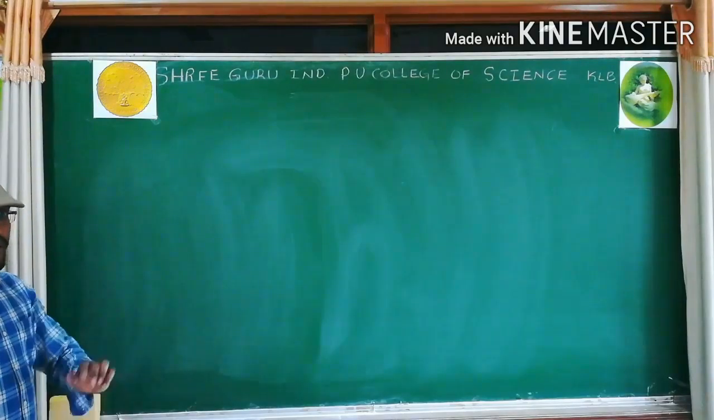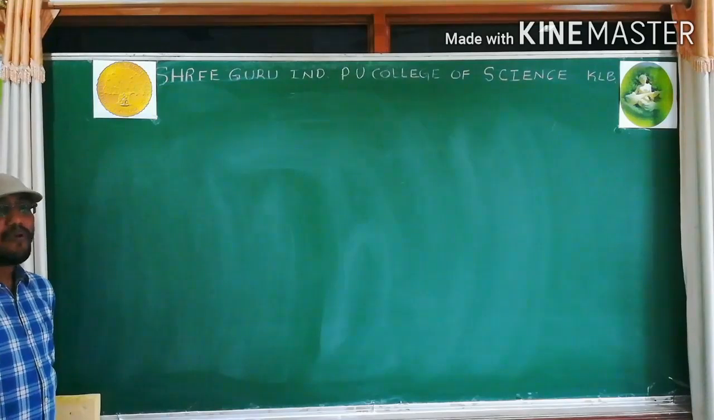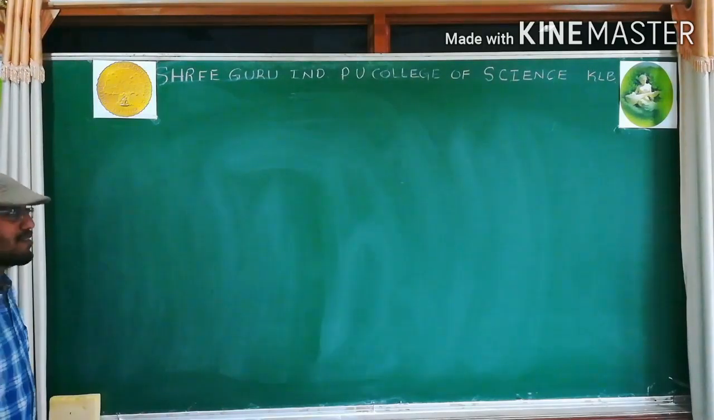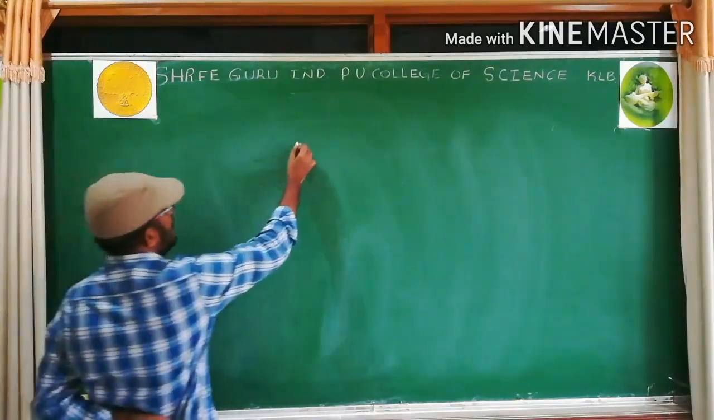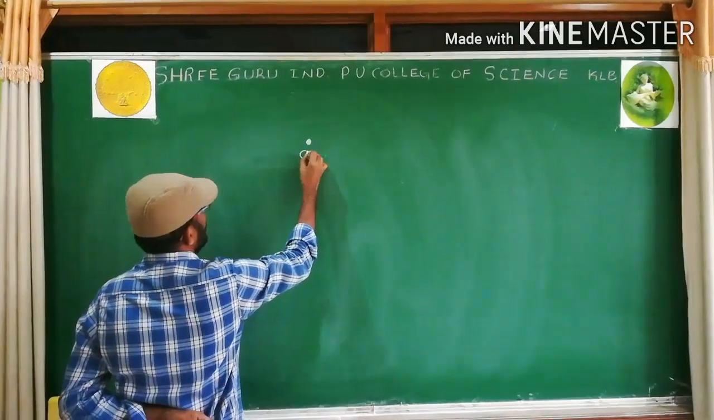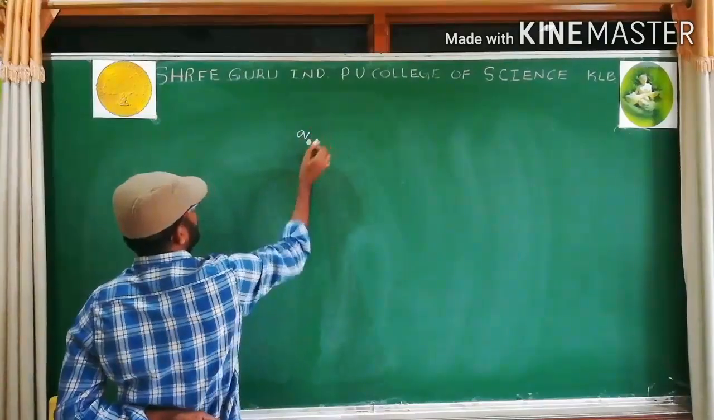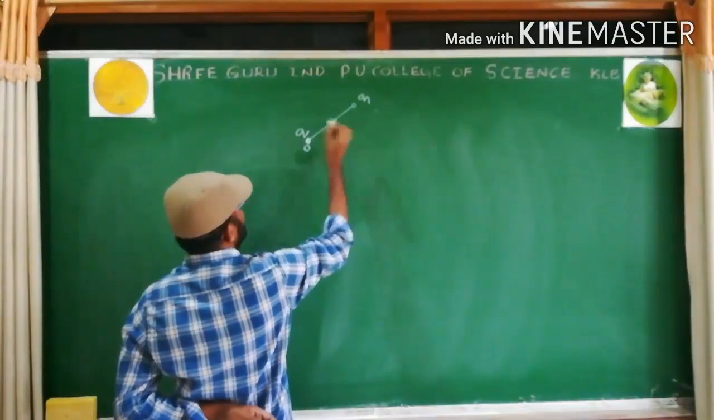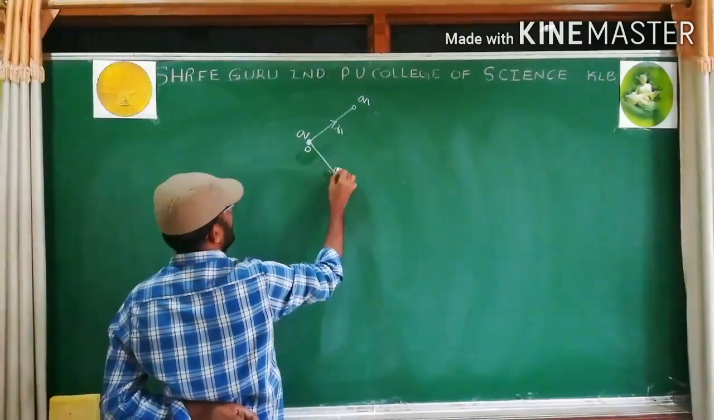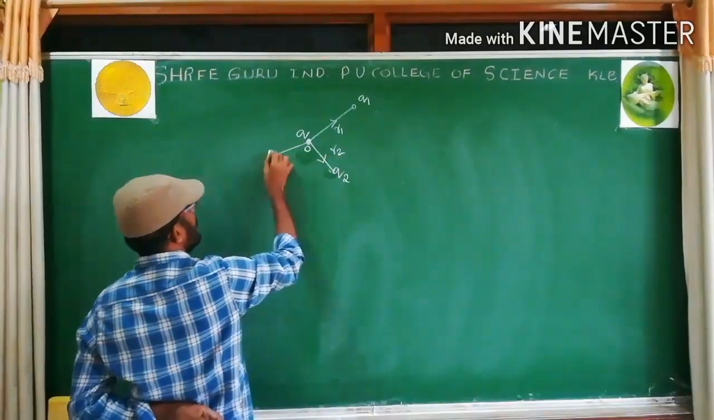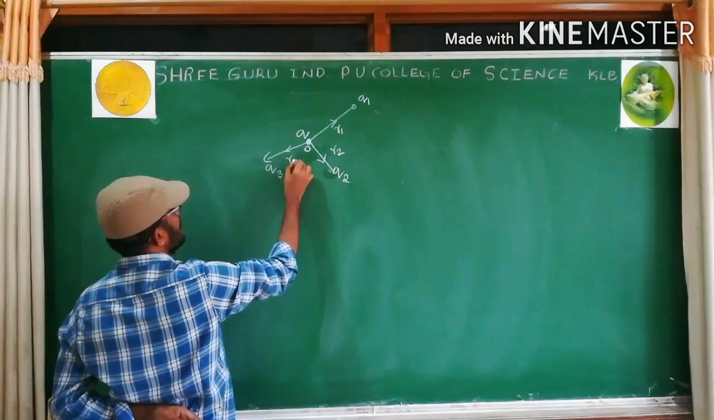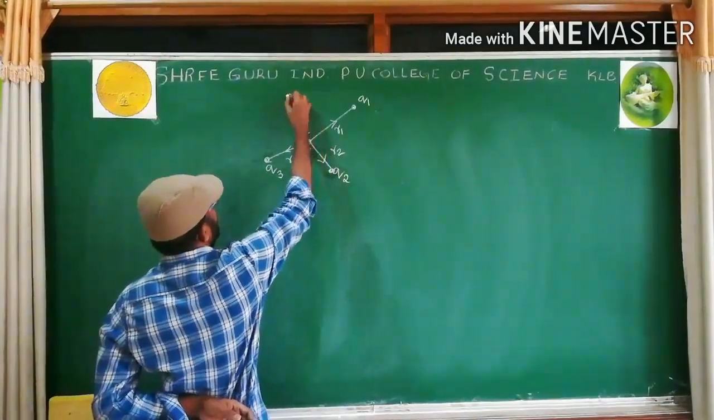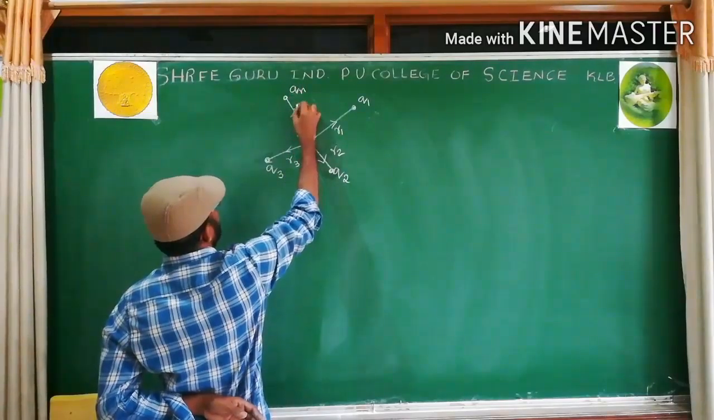Now, next one is force due to multiple charges, nothing but the superposition principle. Here, I have taken a charge Q at point O. And from this, I have taken Q1 charge with a distance R1, Q2 charge with a distance R2, Q3 charge with a distance R3, and so on, Qn charge with a distance Rn.